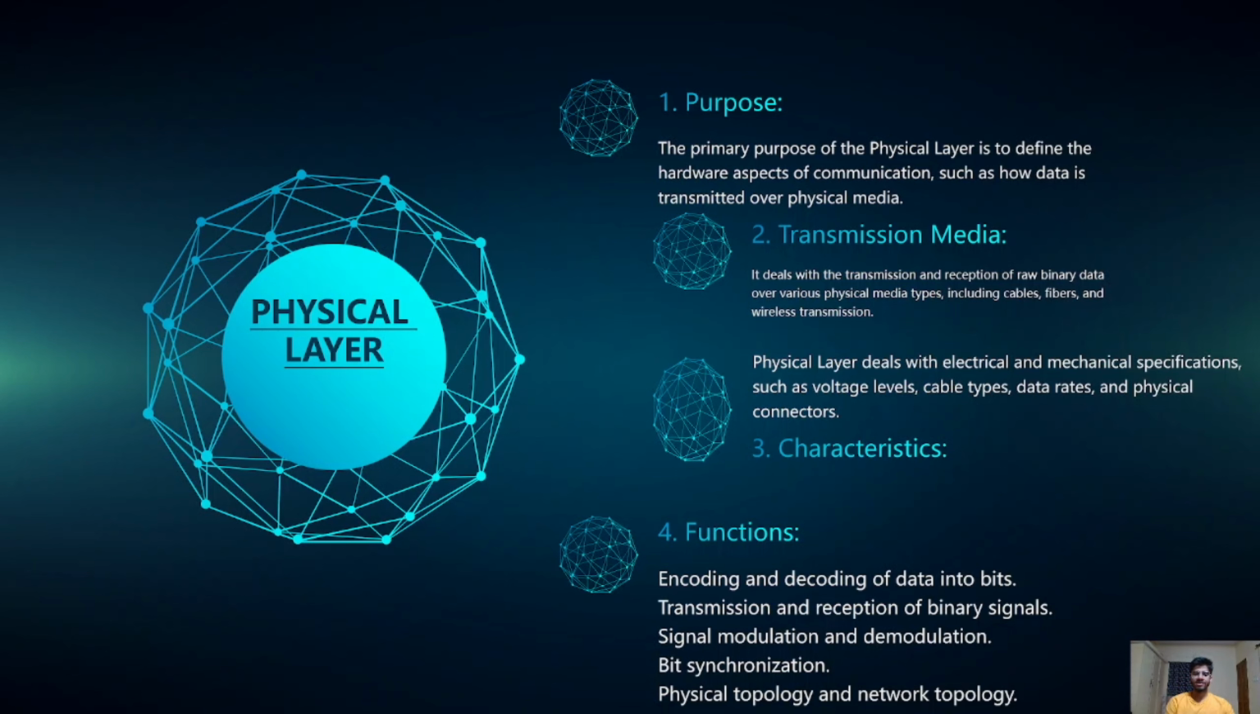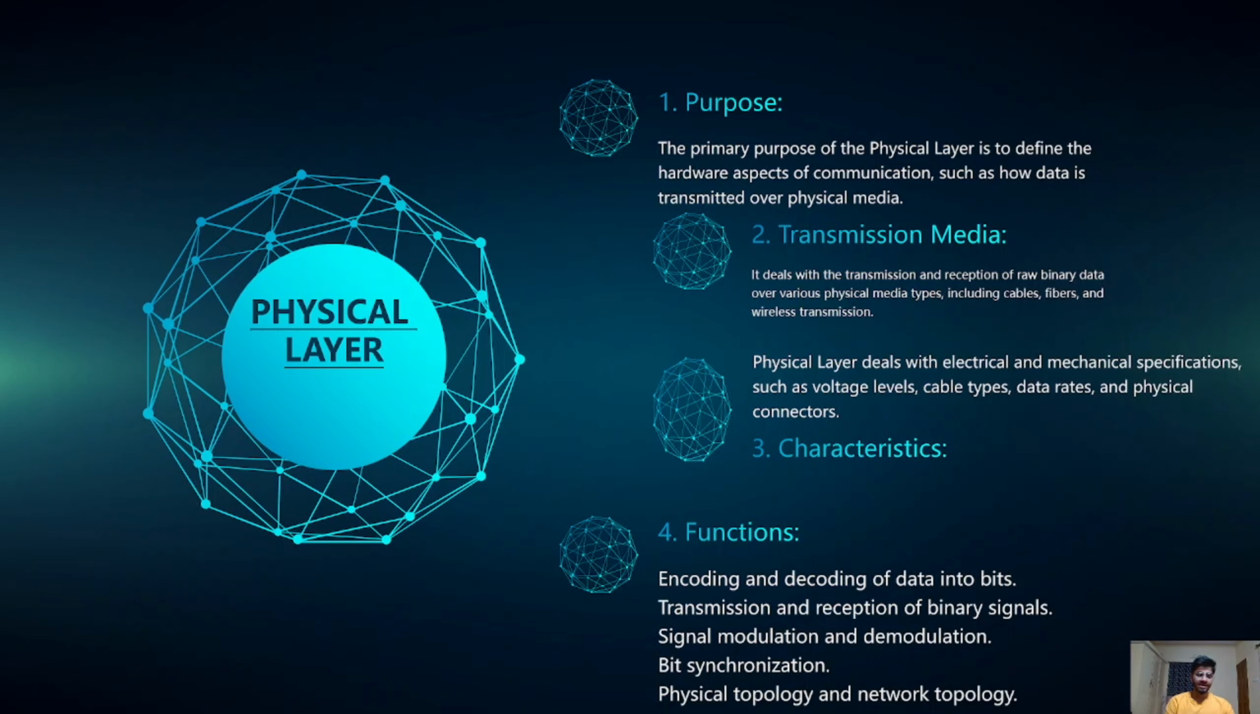The primary purpose of it is to define hardware aspects of communication, such as data transmitted over physical media and transmission media, dealing with the transmission and reception of raw binary data over various physical media types including cable, fibers and wireless transmission. The main functionality of the physical layer is to transmit the individual bits from one node to another node. It establishes, maintains, and deactivates the physical connection. It specifies the mechanical, electrical, and procedural network interface specifications.